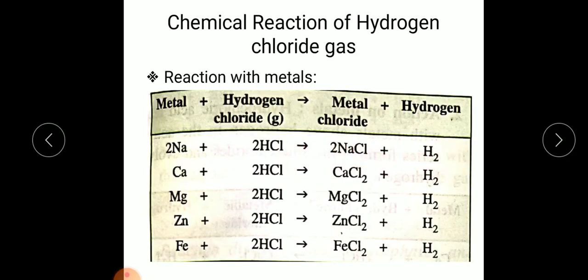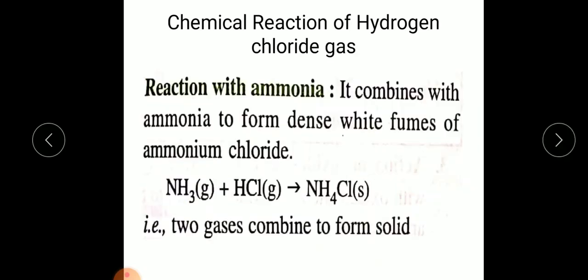Similarly, when calcium reacts with hydrogen chloride, it forms calcium chloride and hydrogen. Magnesium reacts with hydrogen chloride to form magnesium chloride and hydrogen. So similarly it follows. Next, chemical reaction of hydrogen chloride gas with ammonia.